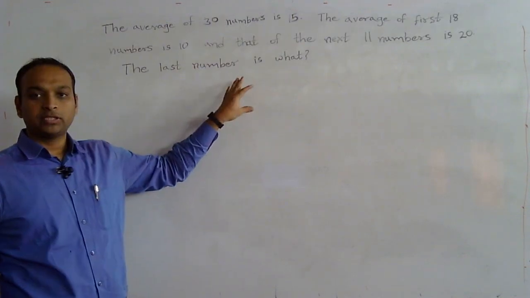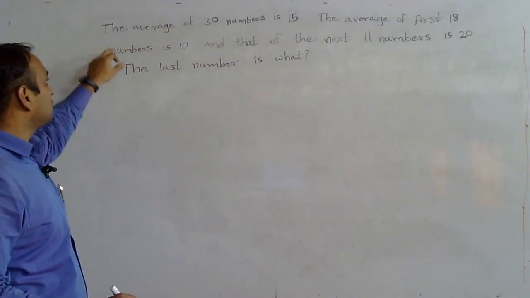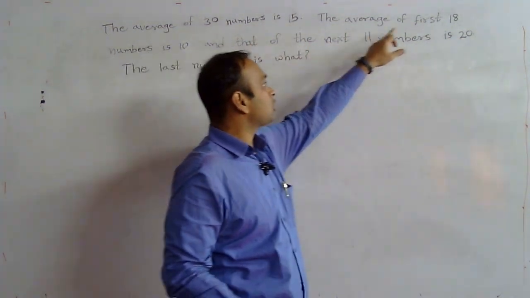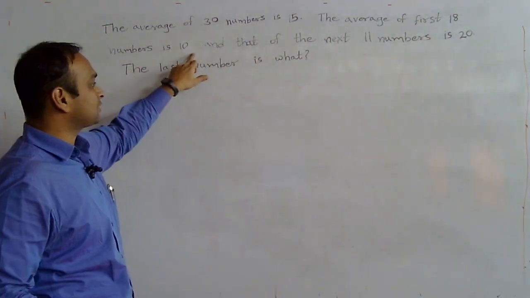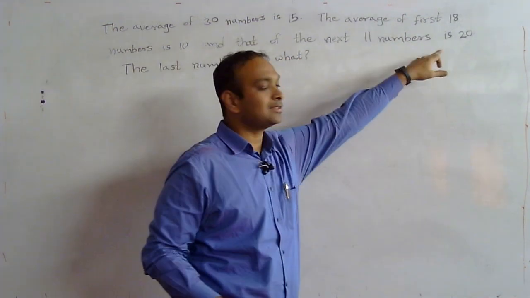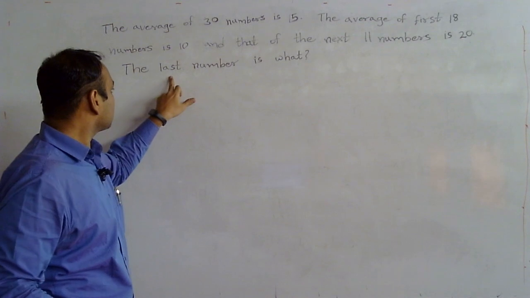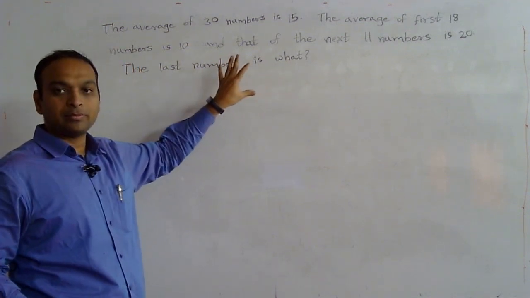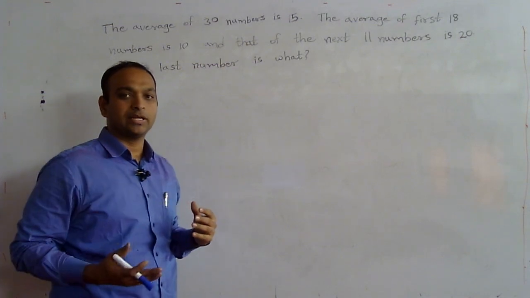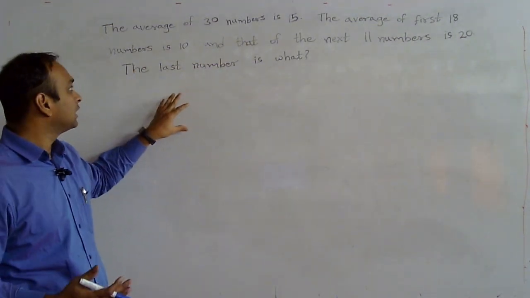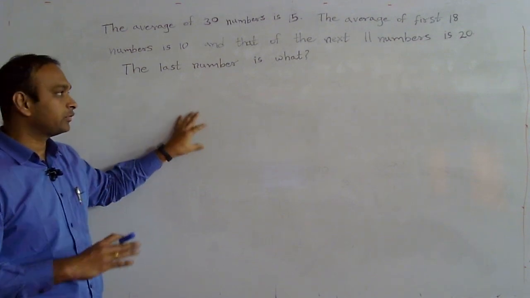So here we have the third problem of this video. The average of 30 numbers is 15. The average of first 18 numbers is 10, and that of the next 11 numbers is 20. What is the last number? Now this problem is, let's say, of medium difficulty level. So try this first on your own, and if not, then we can solve it here together.